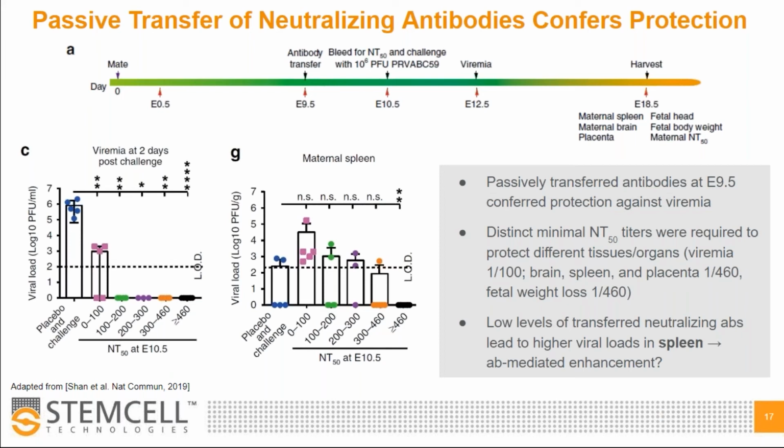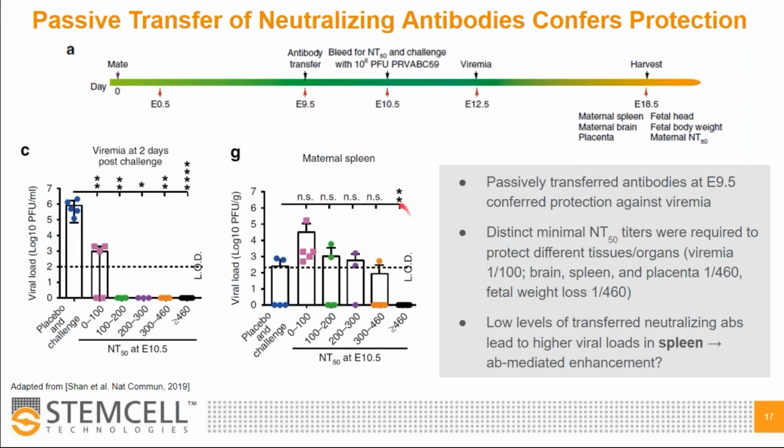They saw that a neutralizing antibody titer of 1 in 100 was necessary to protect the mice from viremia, and a higher neutralizing antibody titer of 1 in 460 was necessary to protect the mothers from viral load in the brain, spleen, and placenta. And also that same minimum antibody titer of 1 in 460 was necessary to prevent fetal weight loss.